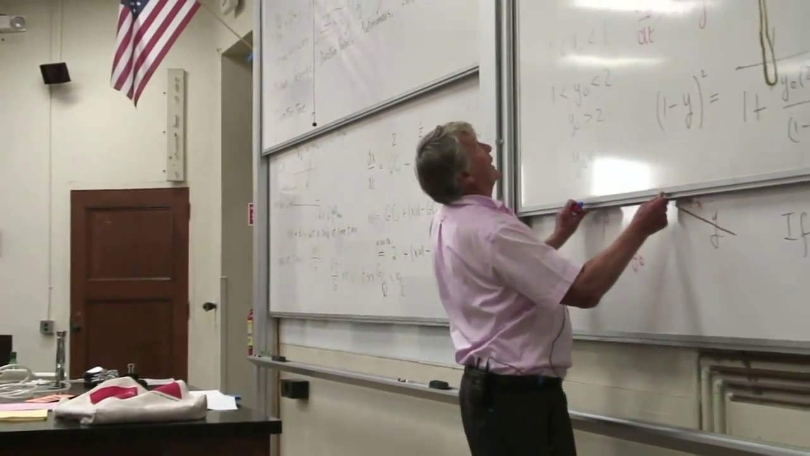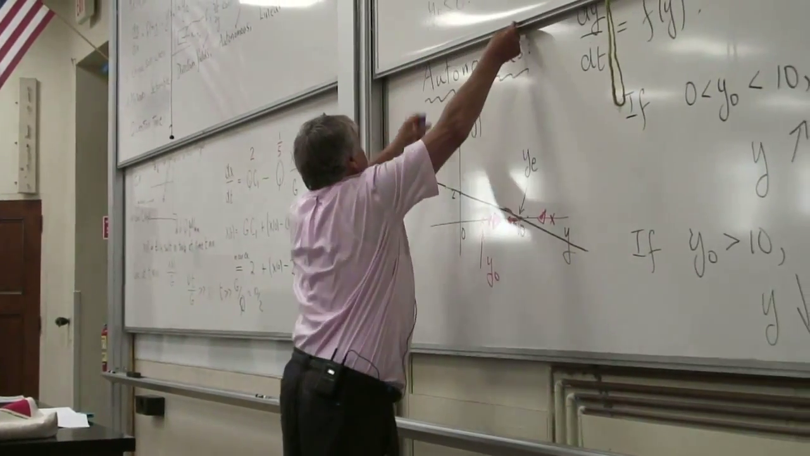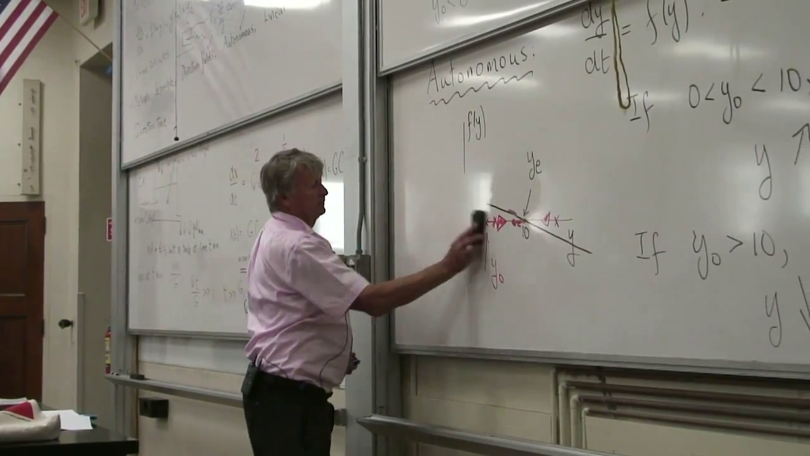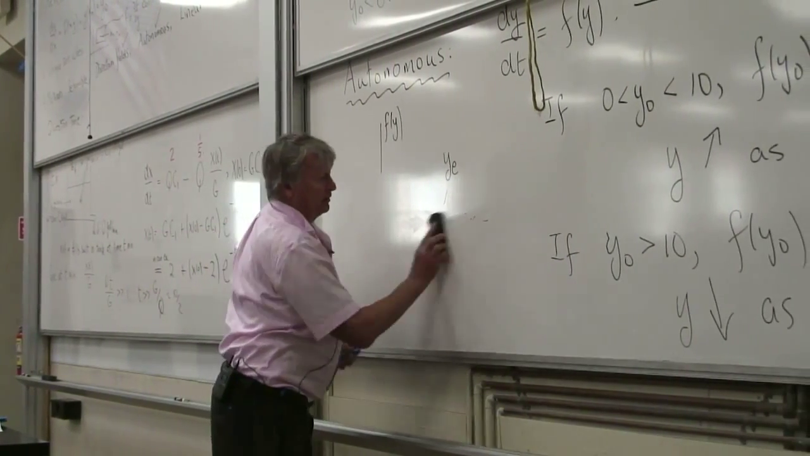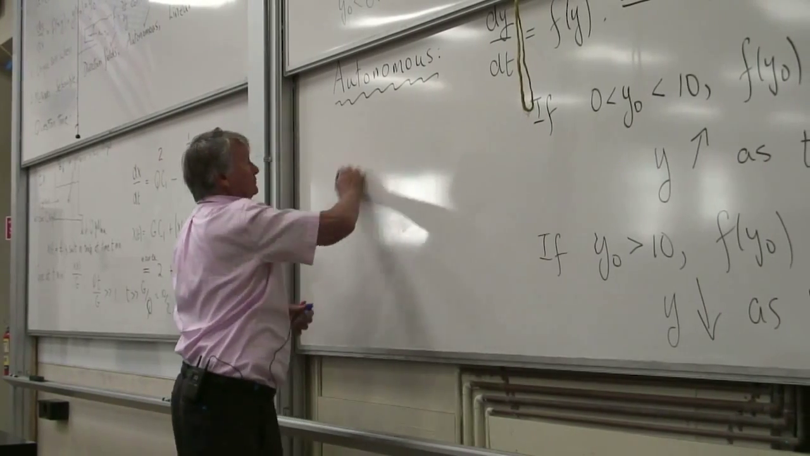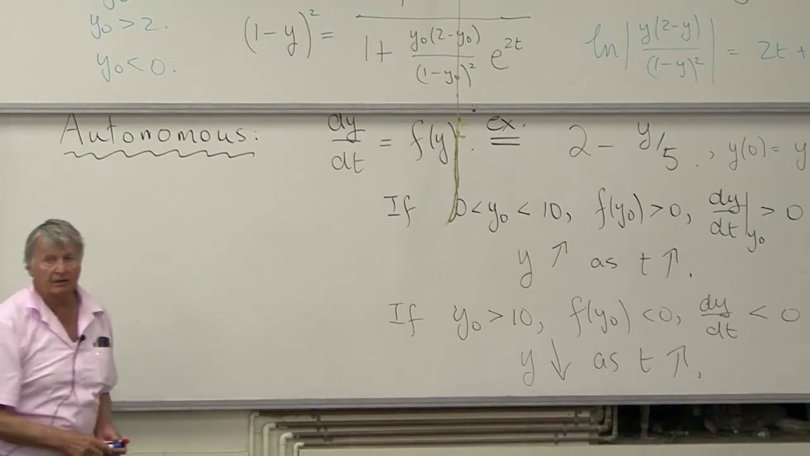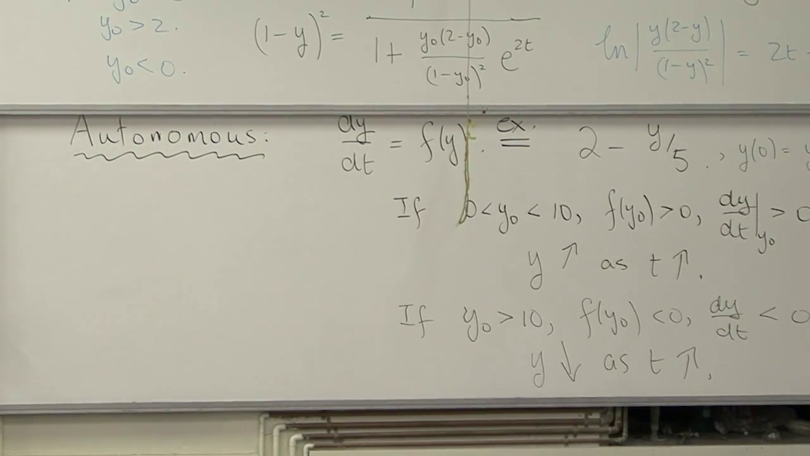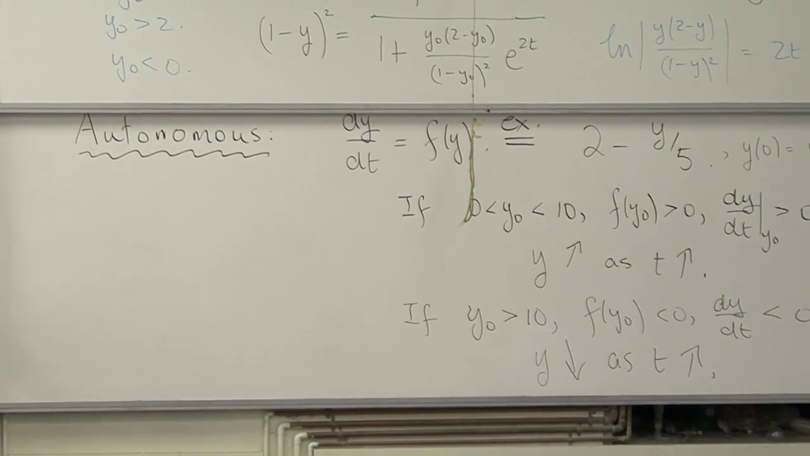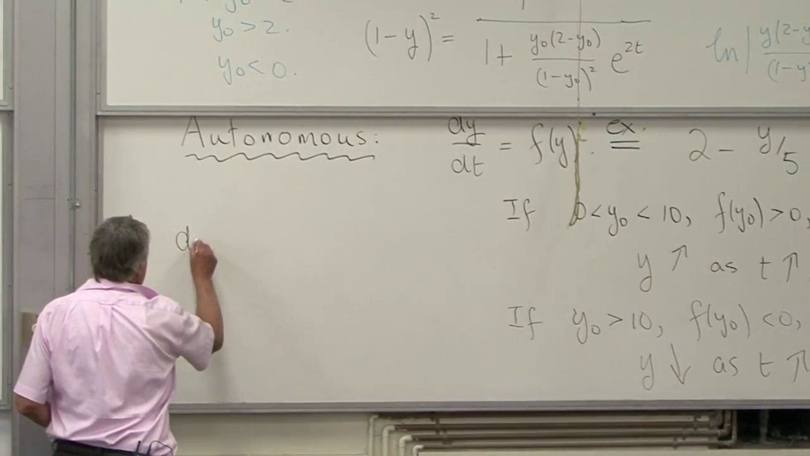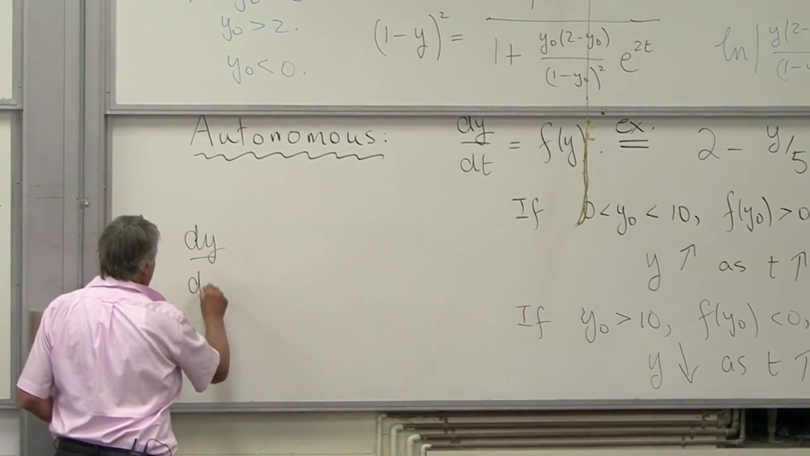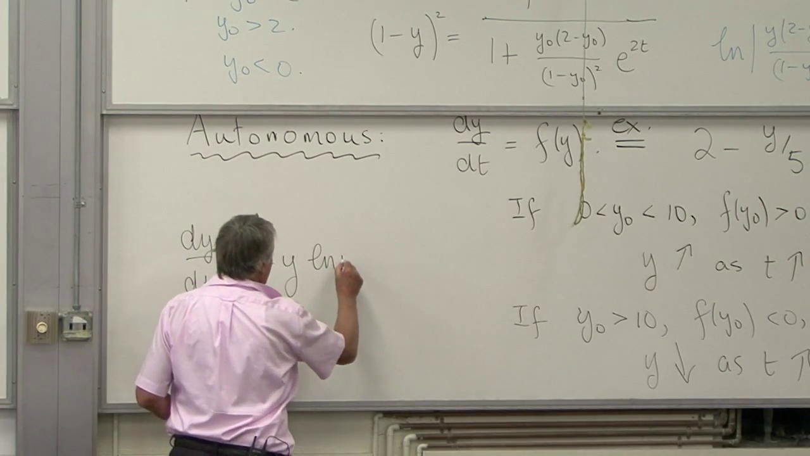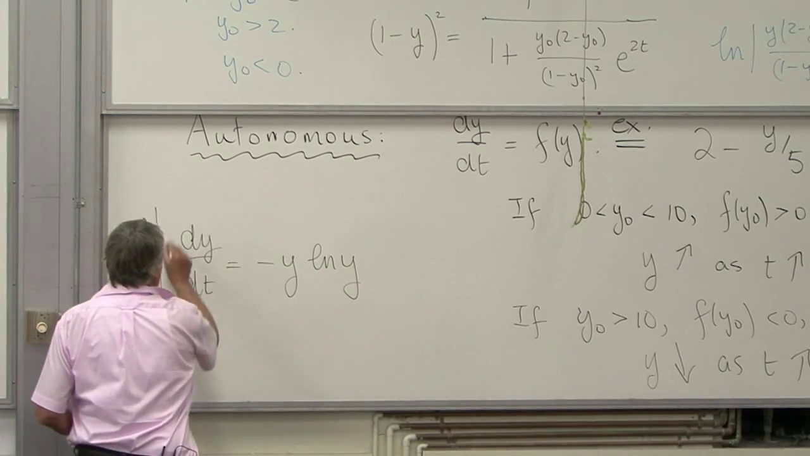Okay, another example. There's a model in population. There's many models of population dynamics where the number of elements in the species is described by this equation. dy by dt is minus y times log y. Okay?